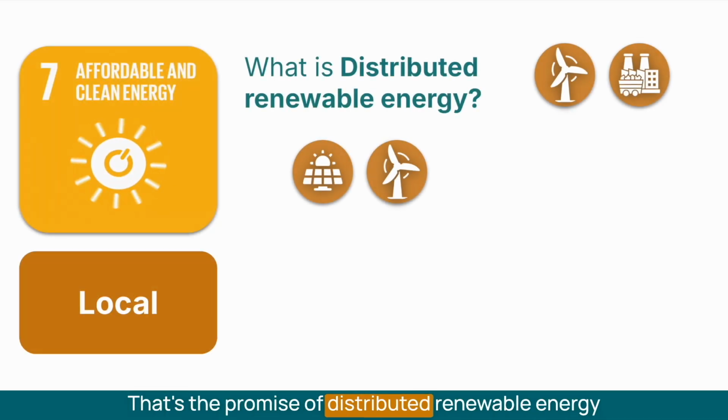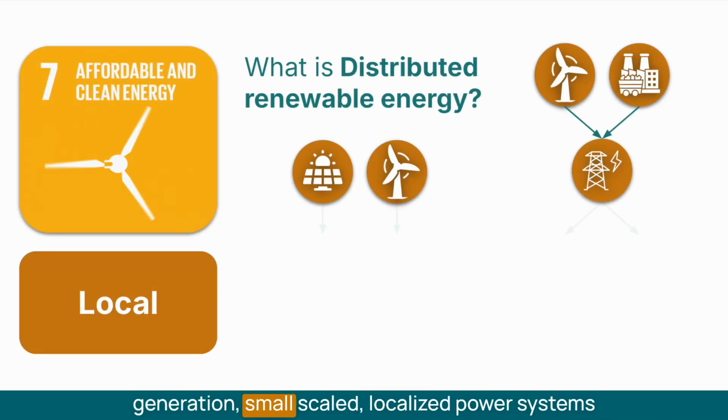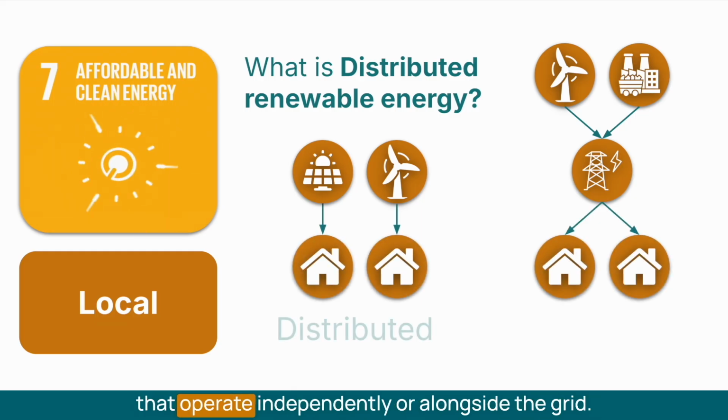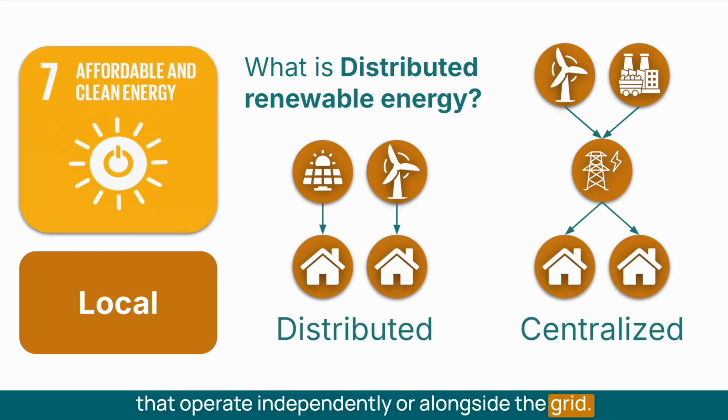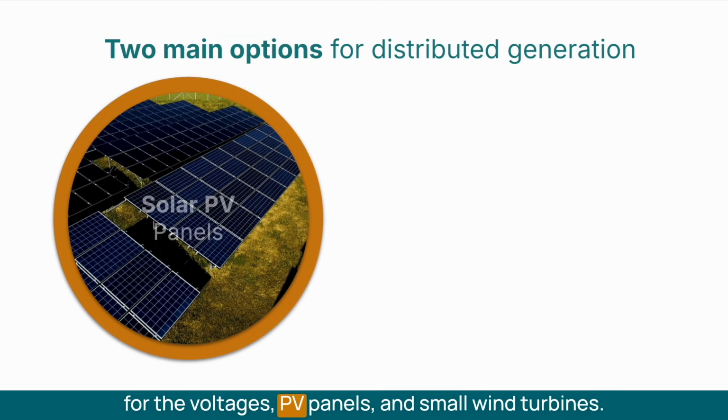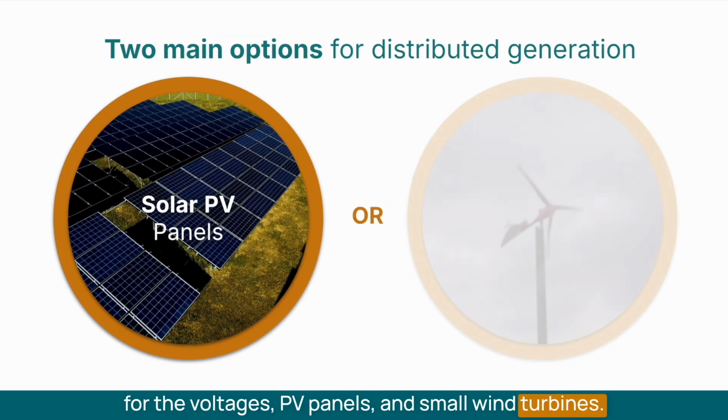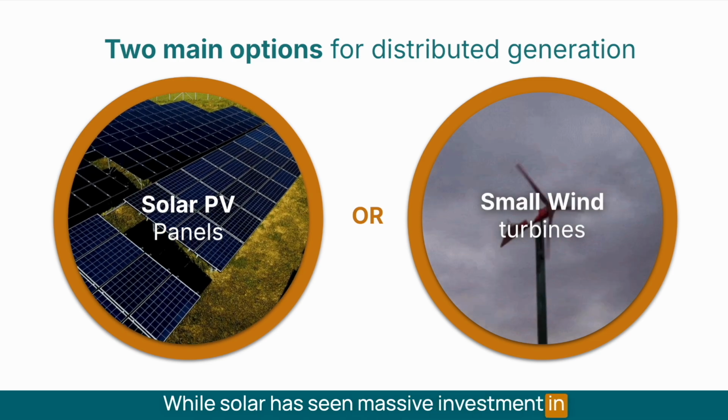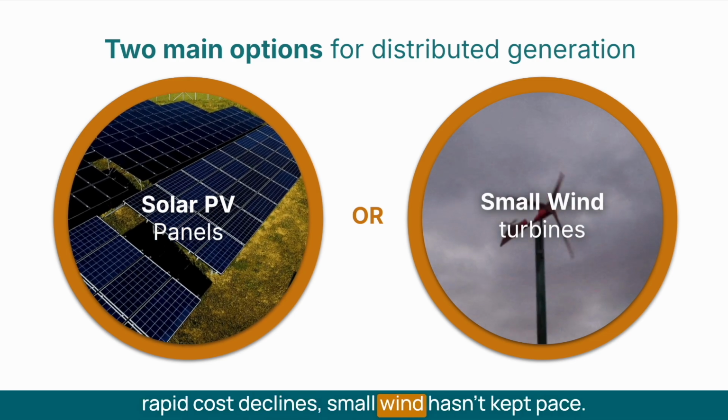That's the promise of distributed renewable energy generation. Small-scale, localized power systems that operate independently or alongside the grid. Distributed power generation means two options: solar photovoltaics, PV panels, and small wind turbines. While solar has seen massive investment and rapid cost declines, small wind hasn't kept pace.